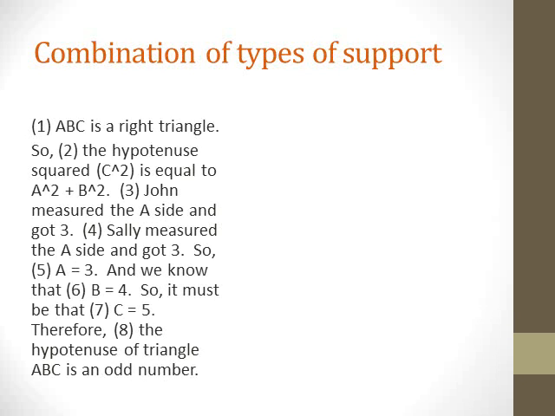And here it is. ABC is a right triangle, so the hypotenuse squared is equal to a squared plus b squared, which is the Pythagorean theorem. John measured the side A and got 3. Sally also measured the side A and got 3. So A is 3. We also know that B is 4, so it must be that C is 5. Therefore, the hypotenuse of triangle ABC is an odd number.